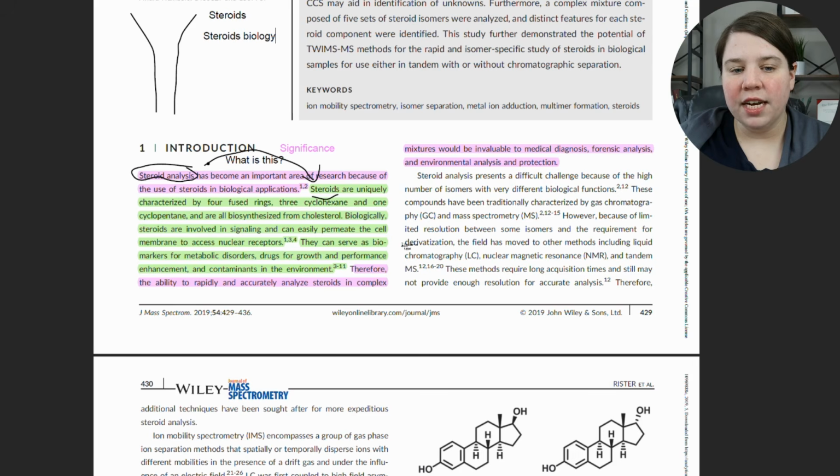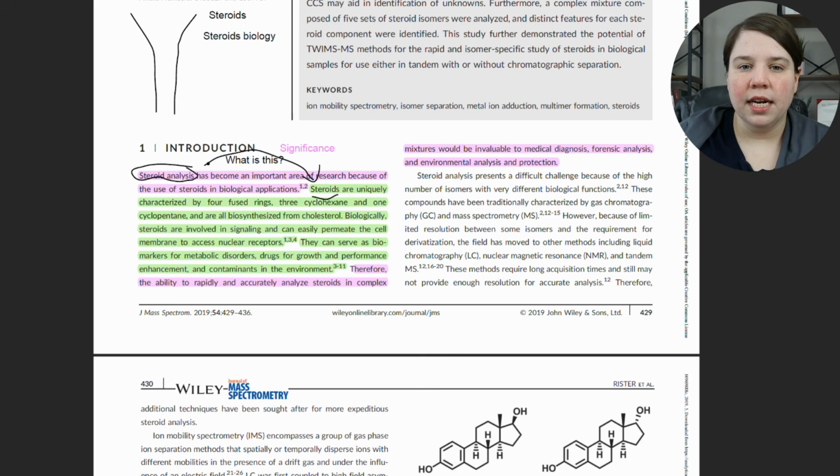So then I finish up with specifically what is the impact that potentially steroid analysis can have. So this is much more of a significant statement than a background information statement. And I give those examples here: medical diagnosis, forensic analysis, and environmental analysis.